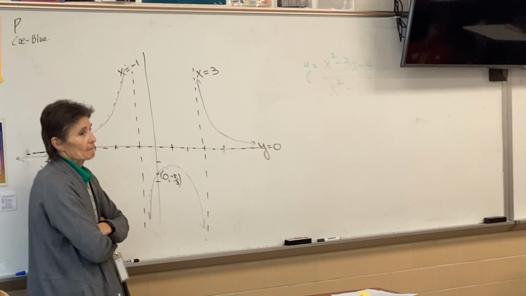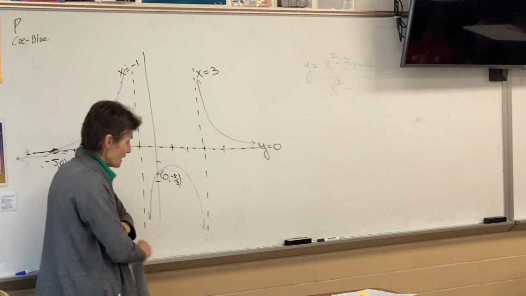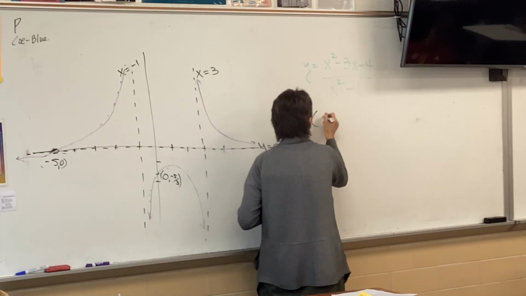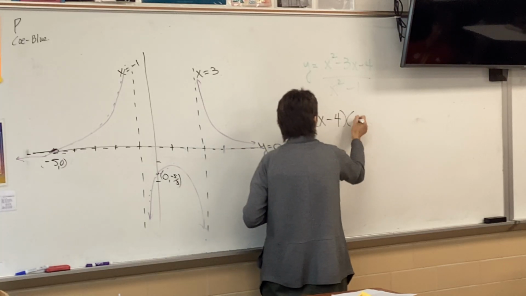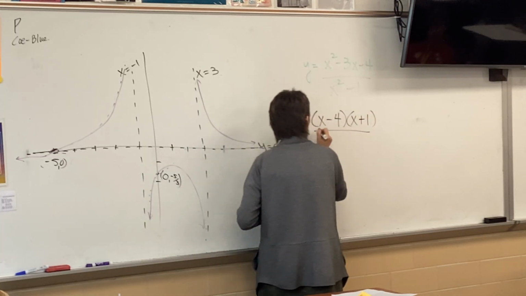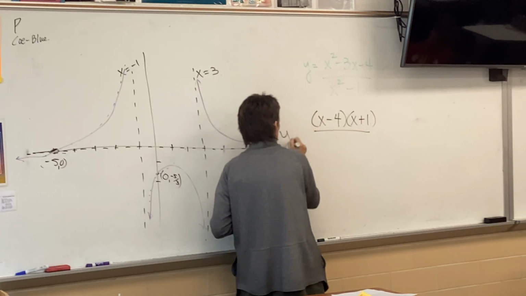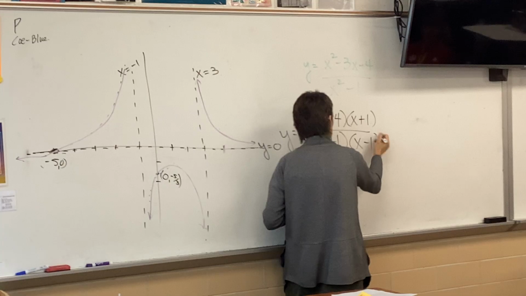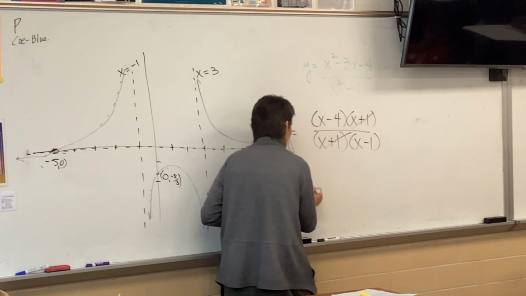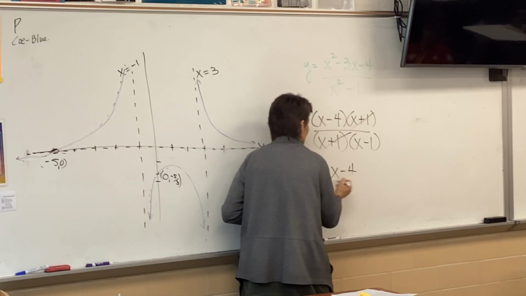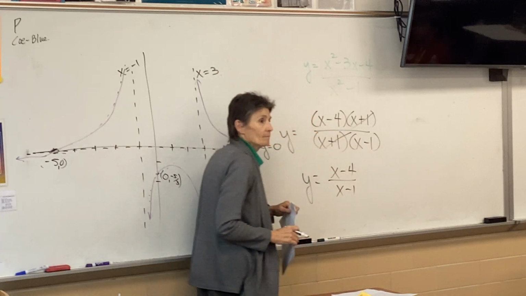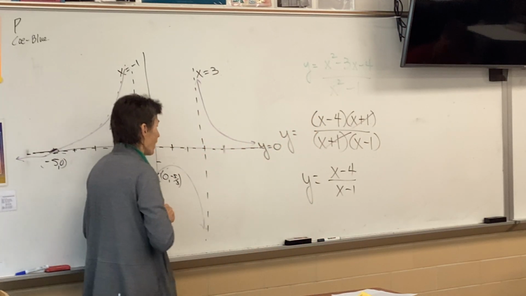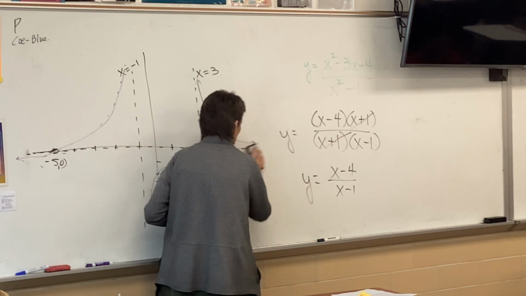Okay, factor. How does it factor? X minus 4, x plus 1. Very good. On top, x minus 4, x plus 1. How does it factor on the bottom? X plus 1, x minus 1. Whoa, Brian is correct. Does everybody see we have a hole? This is our first problem where we've been able to cancel.